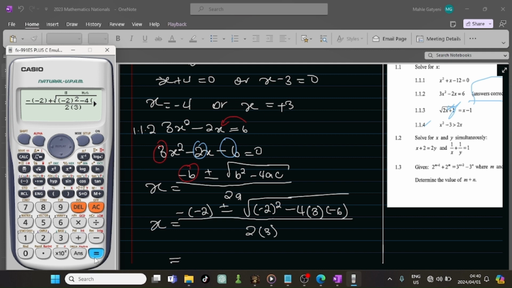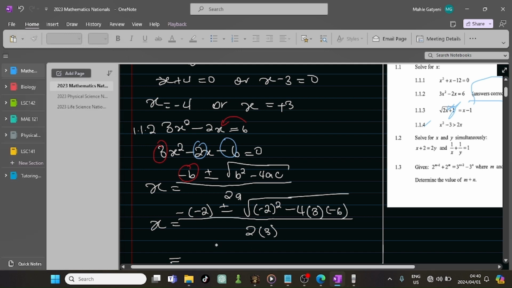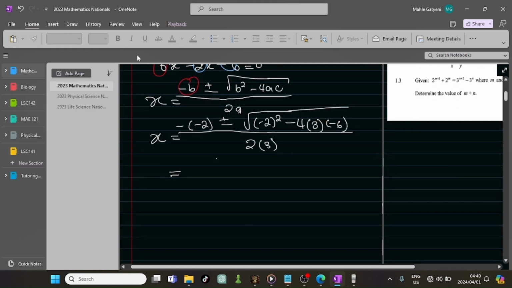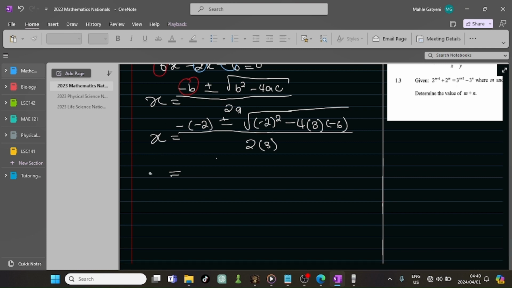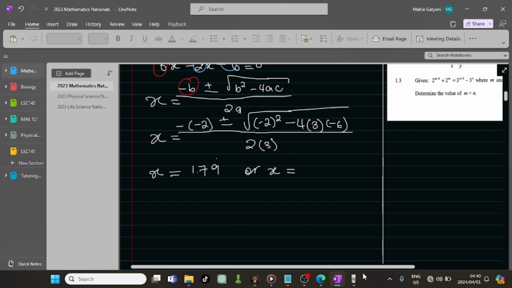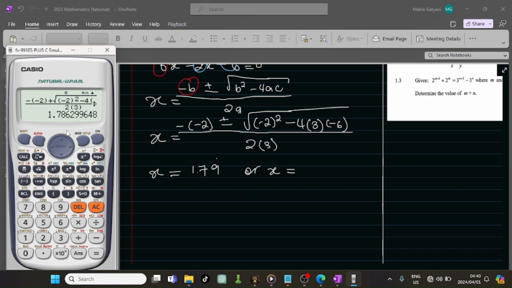So our answer is what? Our first answer is 1.78, right? So our answer is 1.79 basically. So our answer is what? So x is equal to 1.79, or x is equal to what?